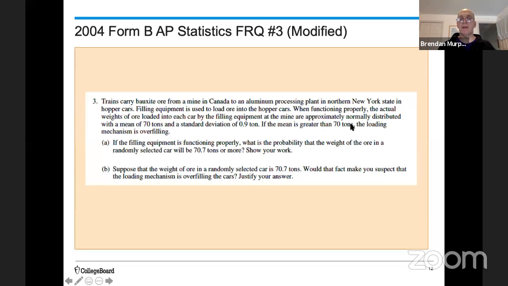If the mean is greater than 70 tons, the loading mechanism is overfilling. If I own the bauxite ore company, I don't want to overfill all the cars. I would love it if every single car was exactly 70 tons. I don't want to go less than 70 tons because then my customers may get mad. And I don't really want to go way over. They do say it's approximately normally distributed, and so that's good. Probably some of them will be 70 tons, some will be more than 70 tons, and realistically, some will be a little less than 70 tons. And we just live with that in life. That's just life.